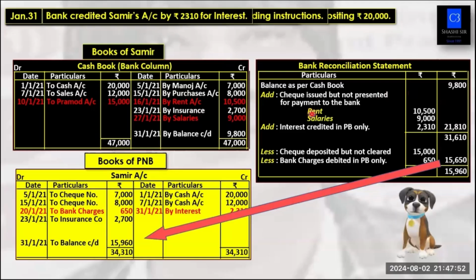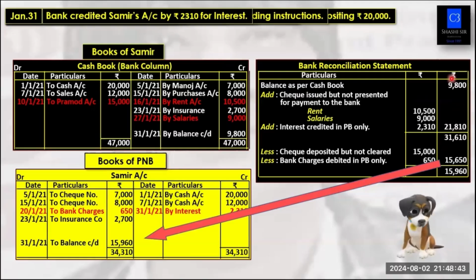Just reverse everything. This 15,960 will be written at the top. The items that have been deducted here will be added, and the items that have been added in the BRS will get deducted. And we can arrive at this 9,800. This 15,960 is the balance. We will add this 15,650, then we will get 31,610. And when we deduct this 21,810 from this 31,610, we will get this amount.